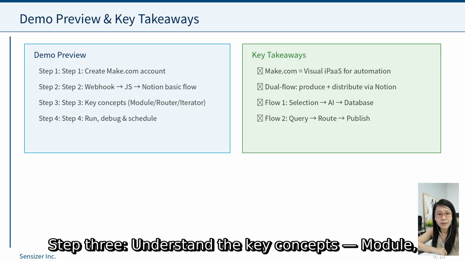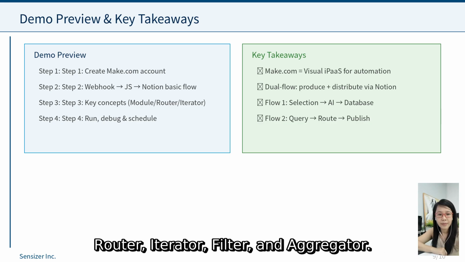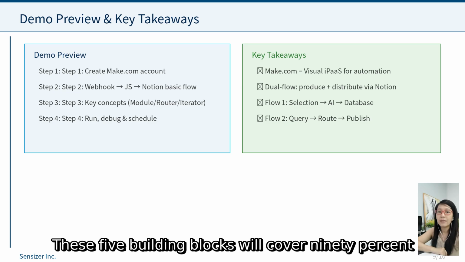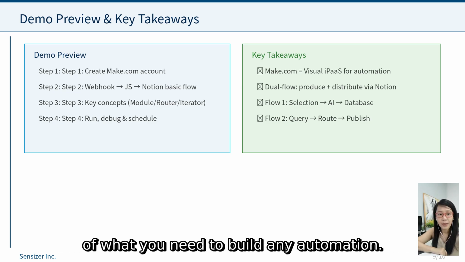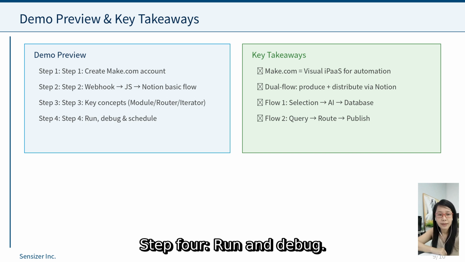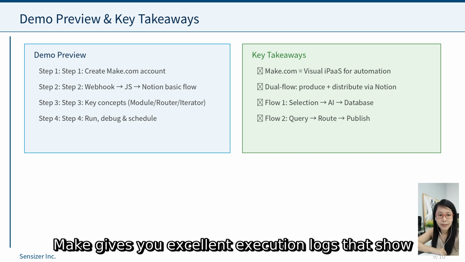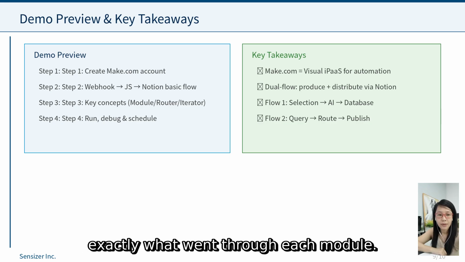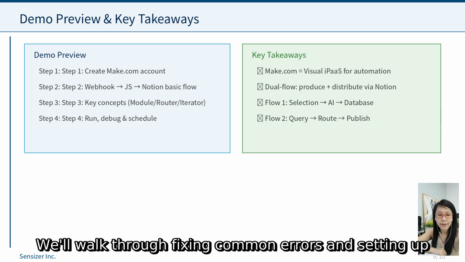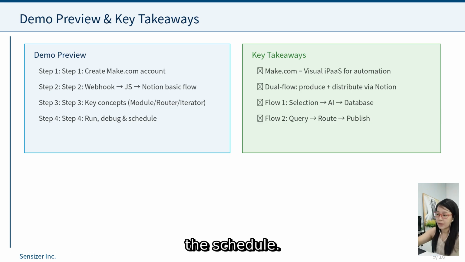Step 3. Understand the key concepts: module, router, iterator, filter, and aggregator. These 5 building blocks will cover 90% of what you need to build any automation. Step 4, Run and debug. Make gives you excellent execution logs that show exactly what went through each module. We'll walk through fixing common errors and setting up the schedule.